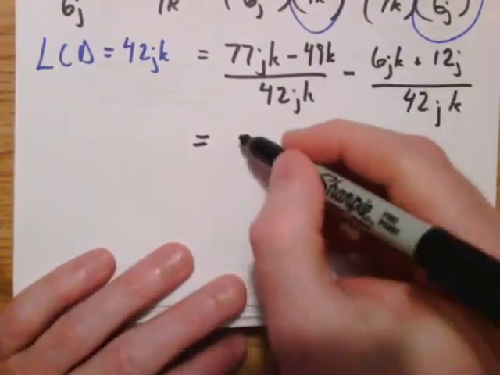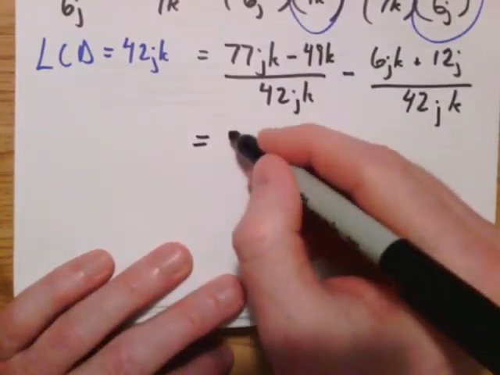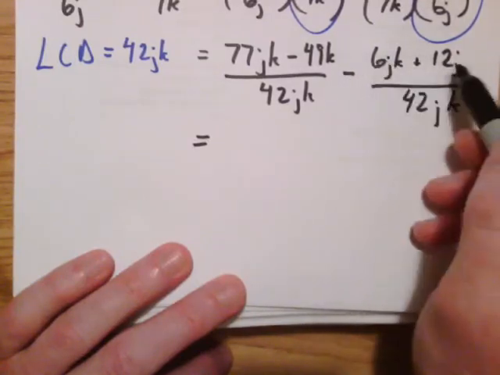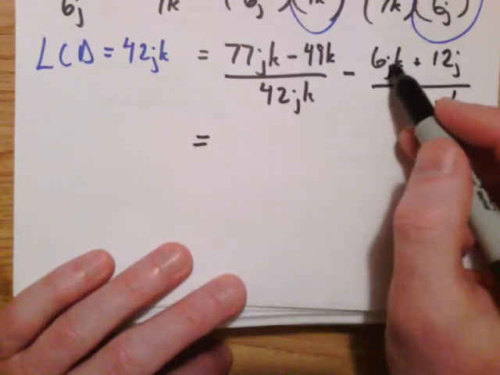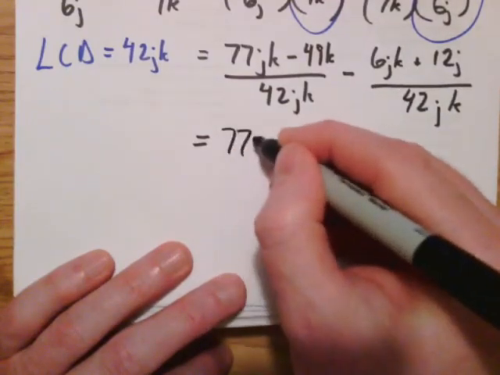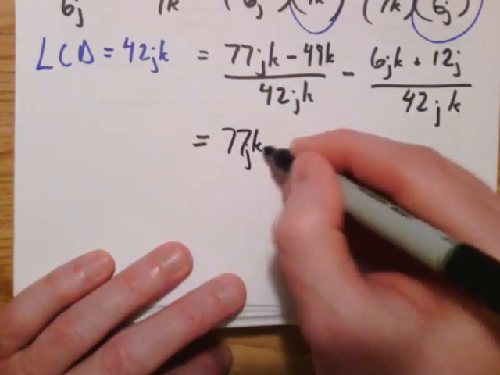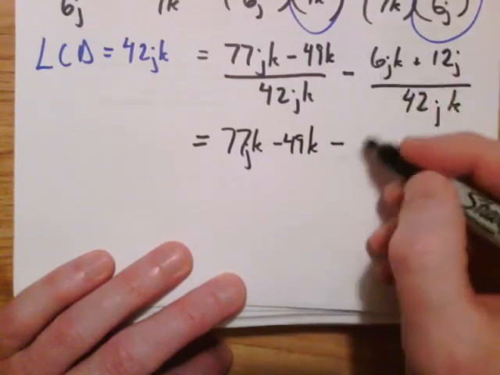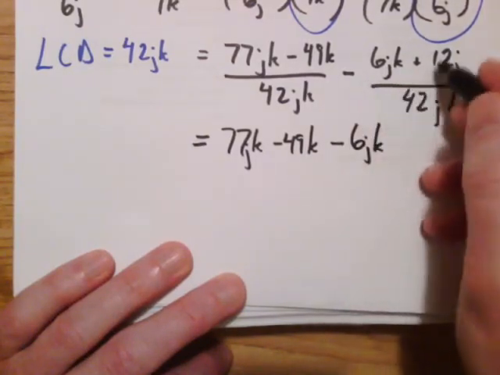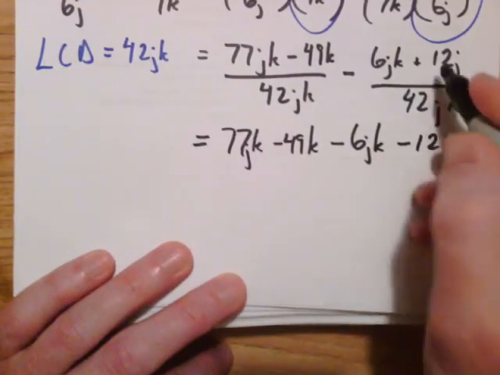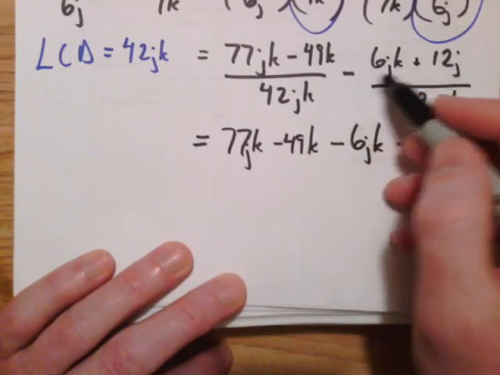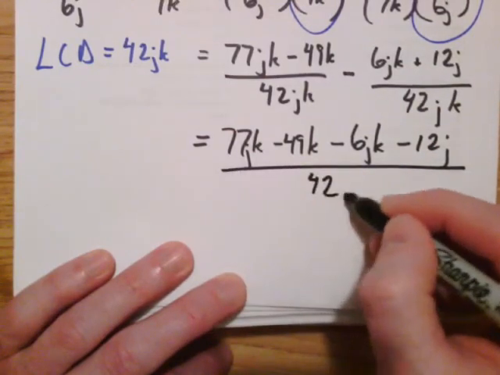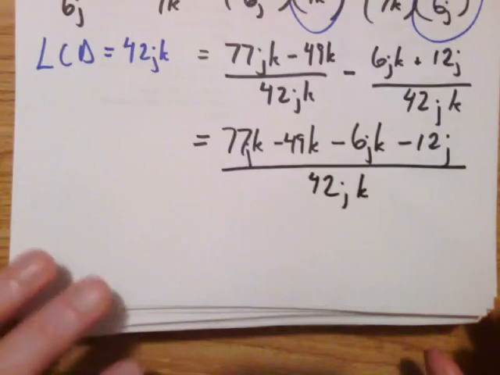So now we can put these all over the common denominator. So notice this negative out in front applies to everything here. So that negative, watch, 77jk minus 49k minus 6jk minus 12j. If this was a negative sign right here, this would change it to a positive. All over 42jk. And yes, I should have started a new piece of paper.